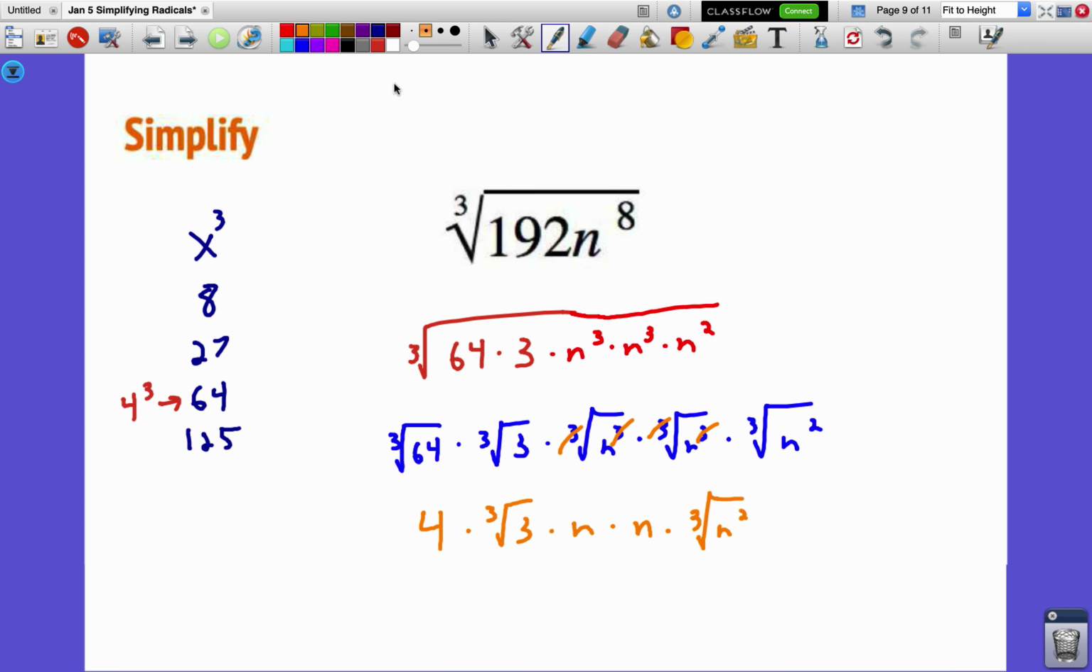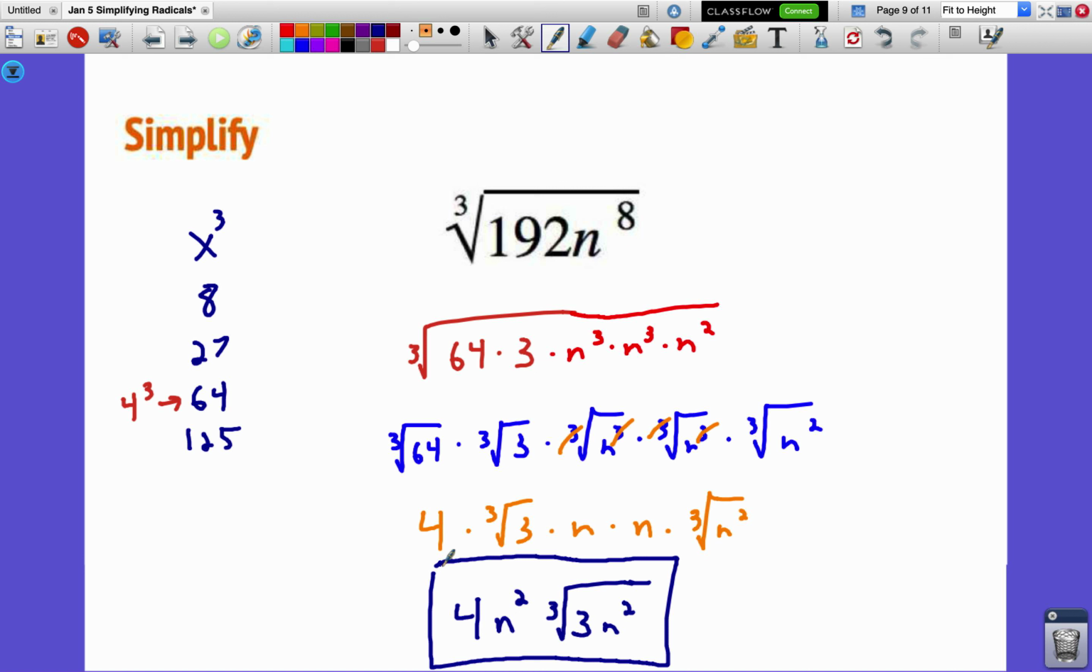as a cubed root. All right, now we're going to put this all back together. So we want that 4 out in front, kind of like a coefficient. N times n can be put back together into an n squared. And then we have to write everything that's left behind underneath the cubed root. There's still 3 and an n squared underneath. So the fully simplified answer, and again, it doesn't look more simplified, but the radicand is smaller, is 4n squared cubed root 3n squared.